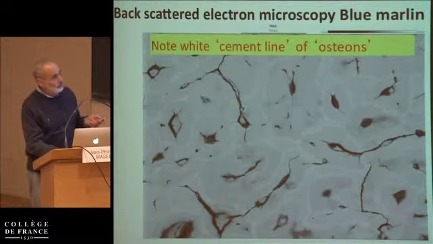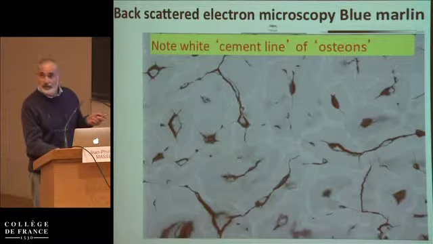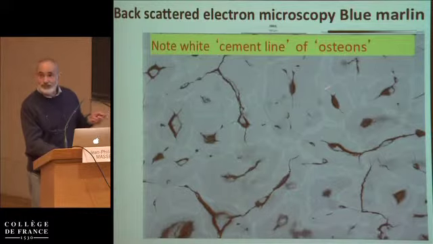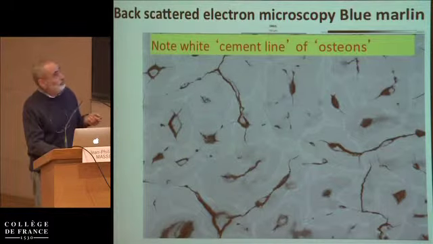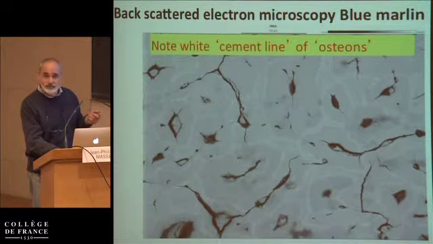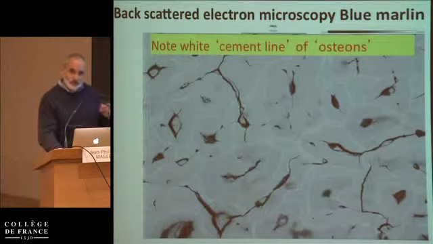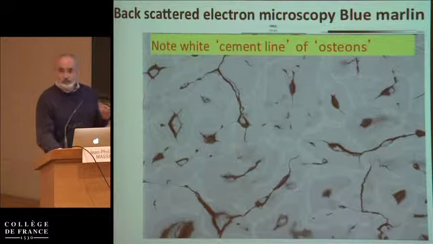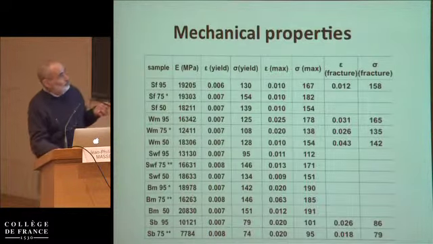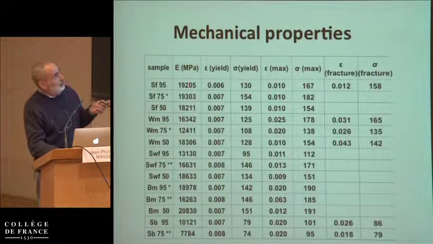Another interesting thing, when you look at the cross-section with backscattered electron microscopy, you can see that the borders of these structures are white, indicating they have a higher mineral content, which may confirm the hypothesis that is prevalent now, that the cement lines, which are the borders of the osteons in mammals, are hypermineralized with some kind of function in diverting crack propagation.